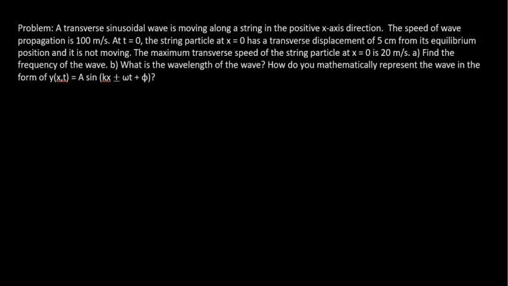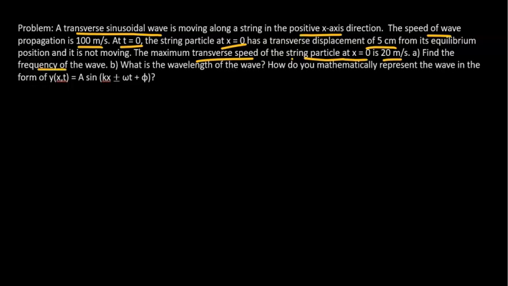Problem 1. A transverse sinusoidal wave is moving along a string in the positive x-axis direction. The speed of wave propagation is 100 meters per second. At t equals 0, the string particle at x equals 0 has a transverse displacement of 5 cm from its equilibrium position, and it's not moving. The maximum transverse speed of the string particle at x equals 0 is 20 meters per second. Find the frequency of the wave.